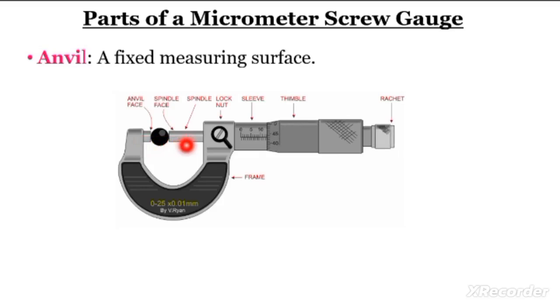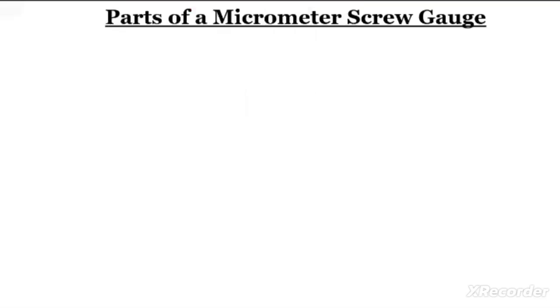As we can see, this one is moving. This one is not moving. So the anvil is a fixed measuring surface. So this is one of the parts of the micrometer screw gauge. Okay, so the next part that we are going to look at is the spindle.